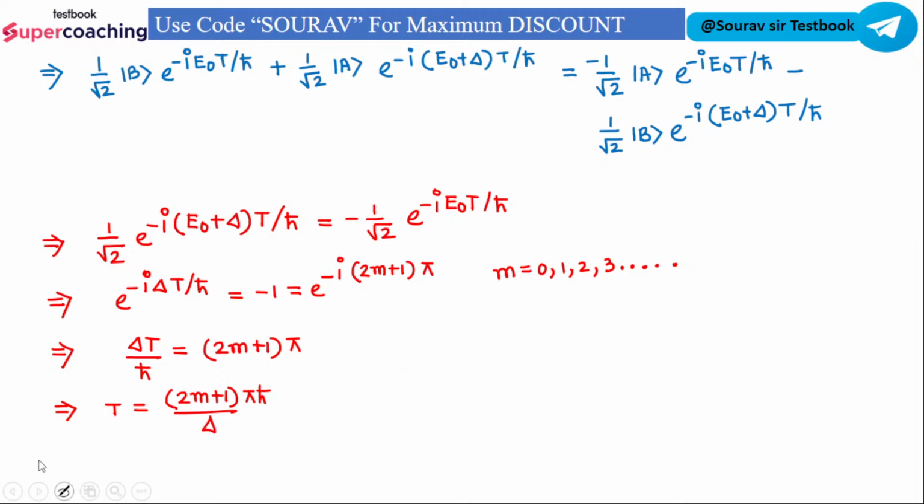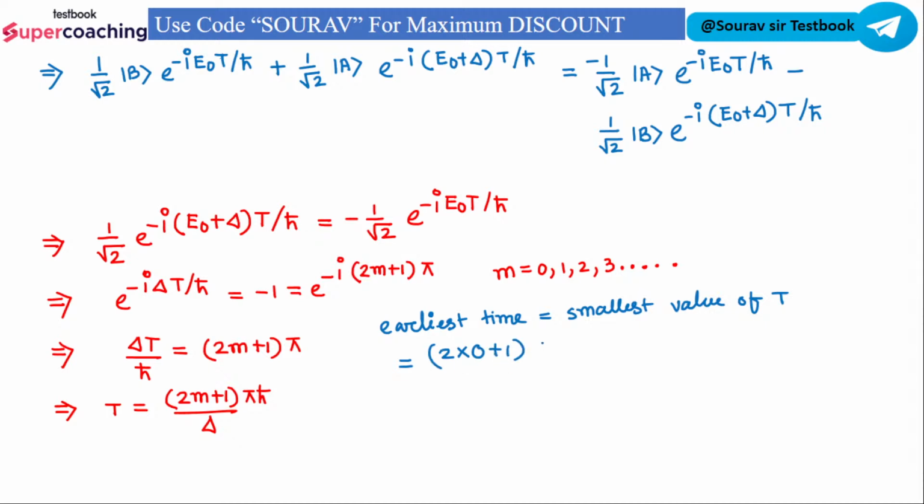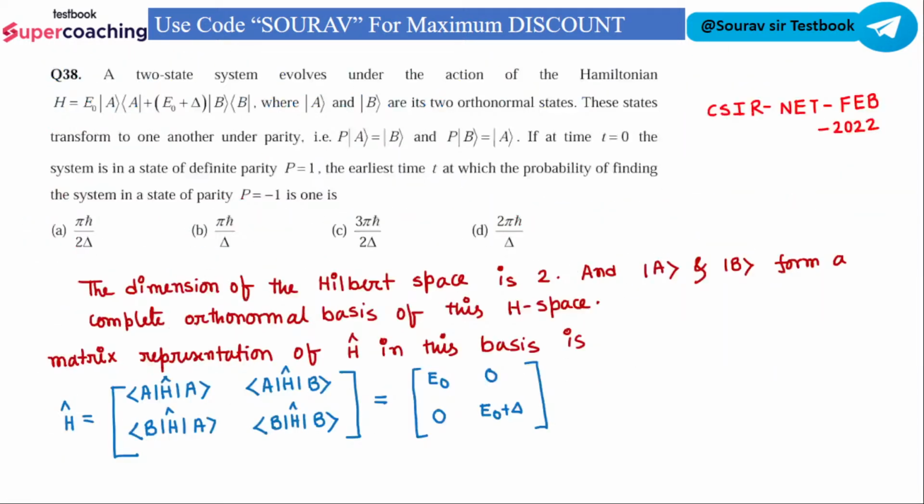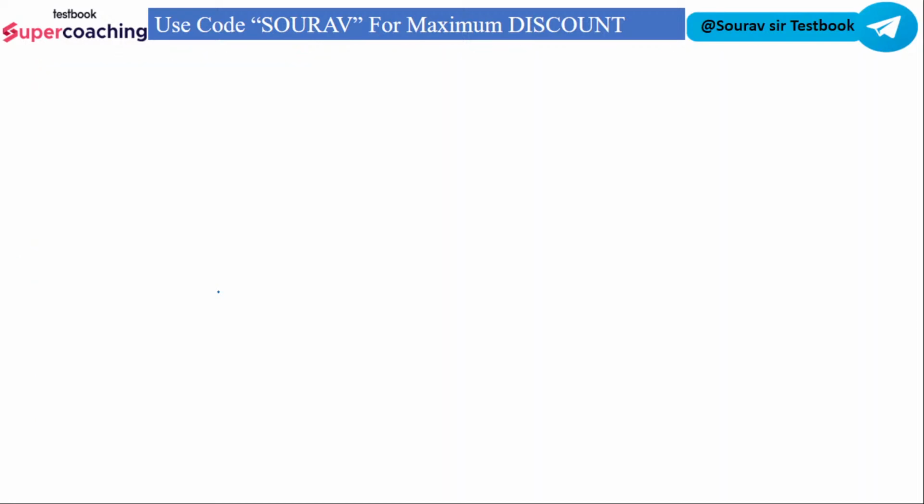So earliest time means smallest value of t, that is actually equals to 2 into the smallest value of m, that is 0 plus 1, pi h cut by delta, that is pi h cut by delta. So option B is correct. This question is a CSIR NET physics question. It was a very nice question.